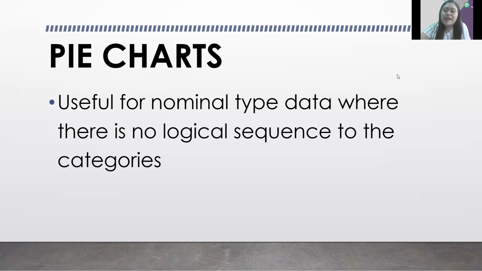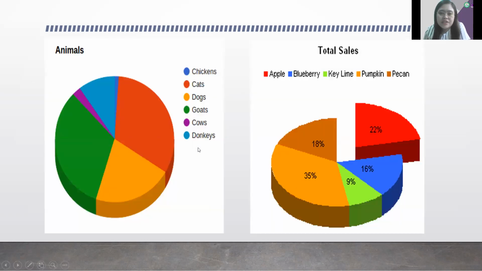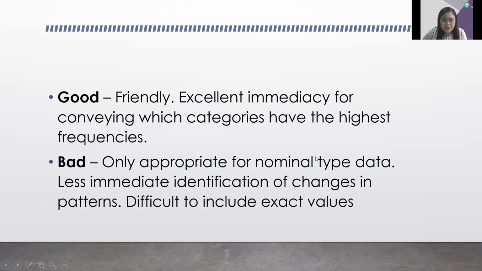Category, ito babae, ito lalaki. Nominal type of data yan siya. And we present them using the pie charts. So ito yung tinatawag natin na pie charts. Okay? So just like this sa animals, nakikita nyo class, meron talaga siyang classification. Isang pie, yung sa chicken and so on. Even with the total sales here with the different fruits. Okay? So do not forget that.